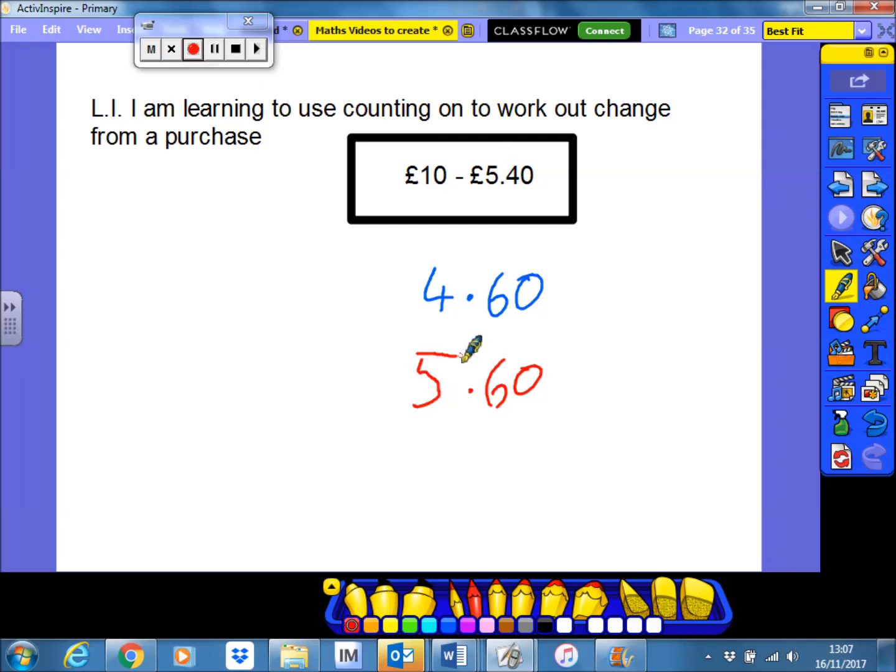So they think their change is going to be £5.60, forgetting that they've actually counted on 60p to make this £6 now. So they only needed £4 change. So don't do what's in the red here. That is incorrect. Instead, only do what was in this original calculation here.